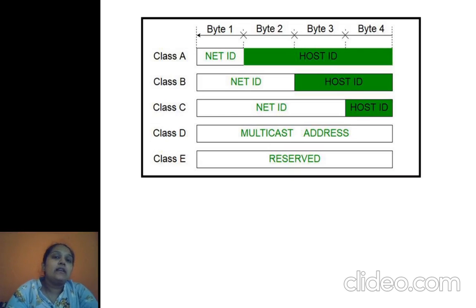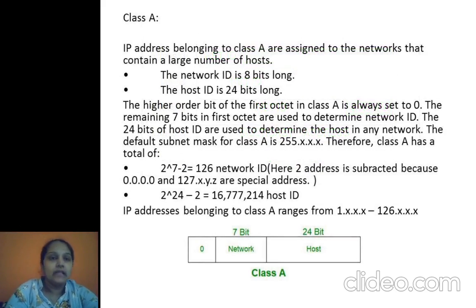The actual classes are for the IP address of 32 bits, which is divided into a net ID and a host ID. In class A, the net ID is 1 byte. In class B, the net ID is 2 bytes. In class C, the net ID is 3 bytes. And class D and class E are reserved for multicasting and experimental purposes.